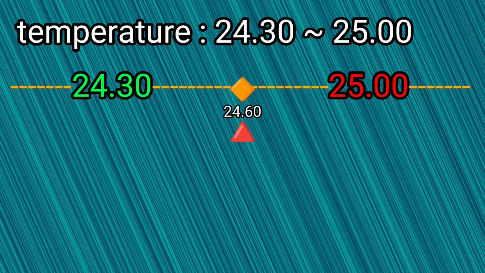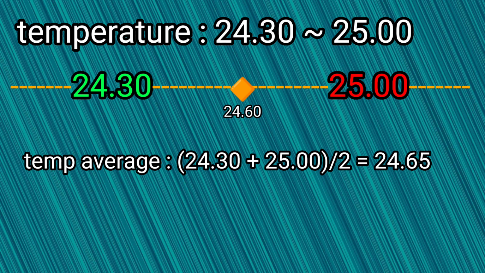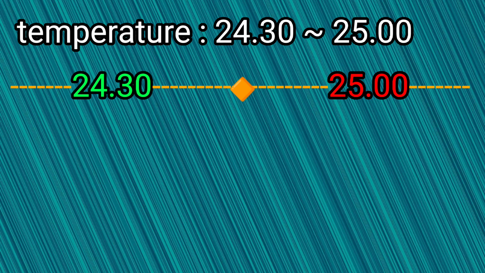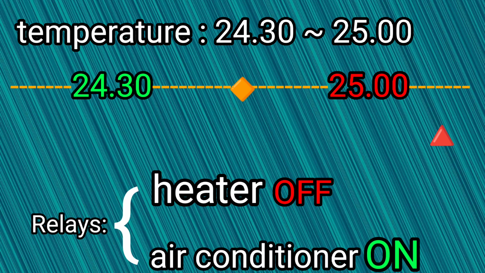If the average number includes 2 decimal places, it converts it to a 1 decimal number. When the temperature exceeds the maximum, the air conditioner is activated, and when it reaches the average number, it becomes inactive.